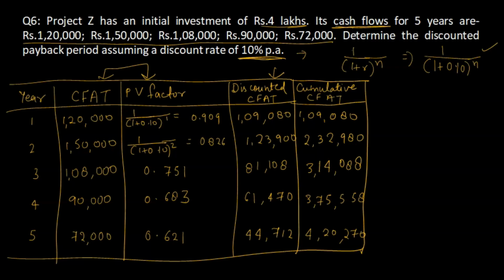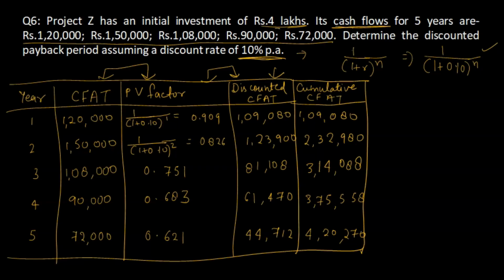So I hope it is clear. Only this discounted CFAT we have to find out. Then through the discounted column we need to find out cumulative CFAT. And if it is uniform, then we have to find out CFAT and its PV factor. With these two steps we can find out the discounted CFAT. What all we need is discounted CFAT. That's it. Now I hope you remember what is the next step.